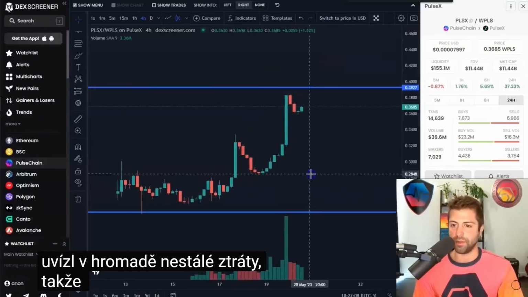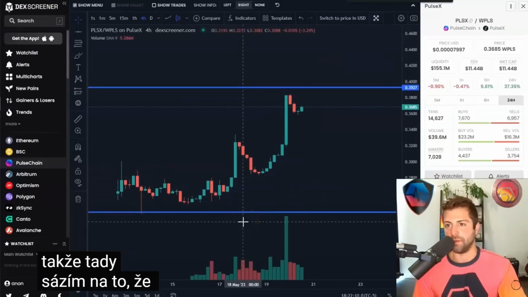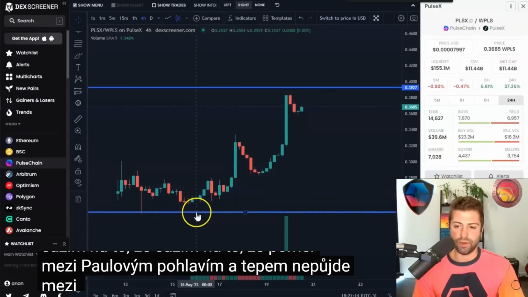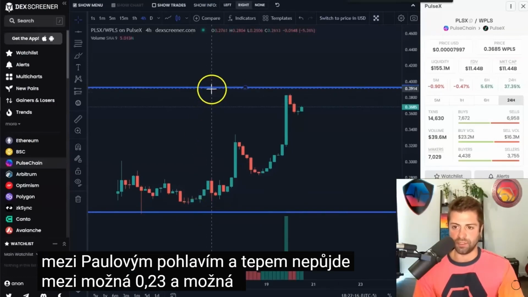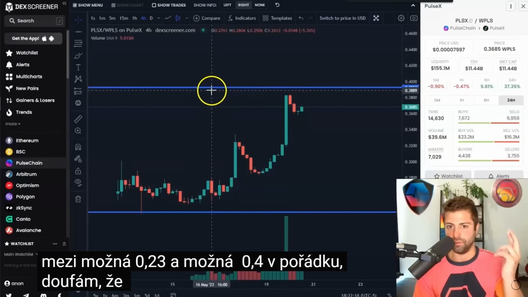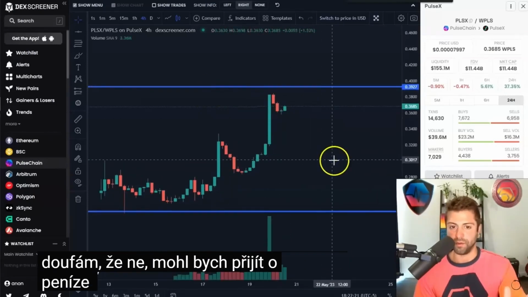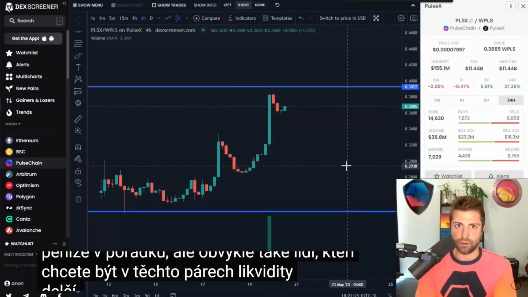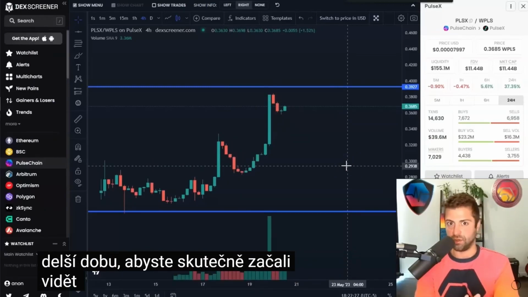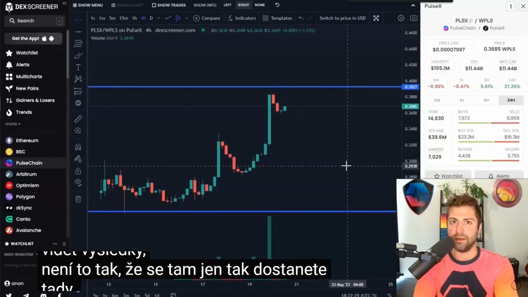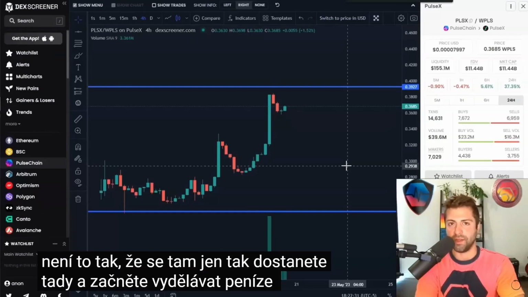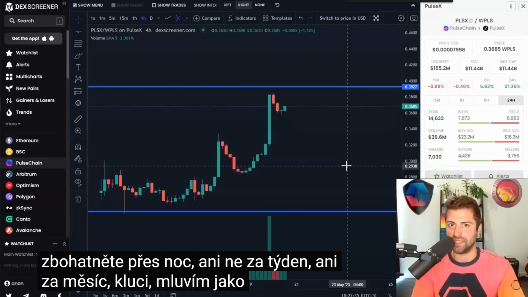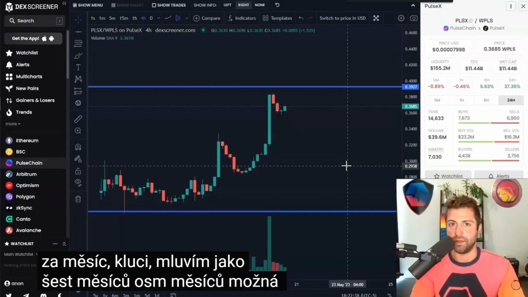So I'm taking a gamble here. I'm betting on the fact that the ratio between PulseX and Pulse won't go between maybe 0.23 and maybe 0.4. Okay, I'm hoping. It might not. I might lose money. Okay, but typically also, guys, you want to be in these liquidity pairs for a longer period of time to really start to see the results. It's not like you're just going to get in here and start making money and get rich overnight. Not even in a week, not even in a month. Guys, I'm talking like 6 months, 8 months, maybe a year.